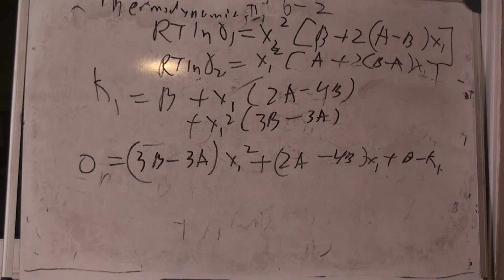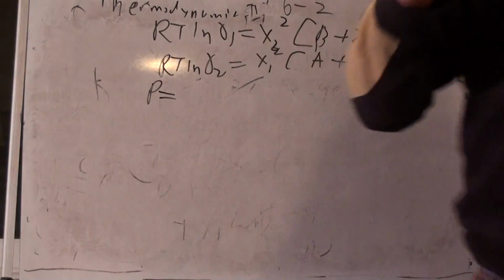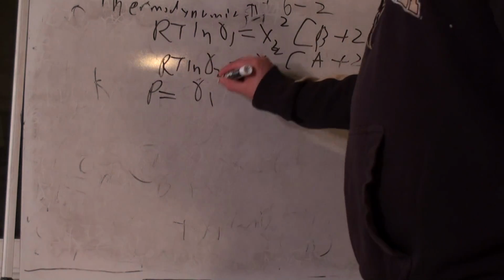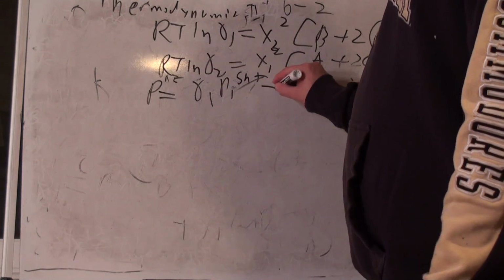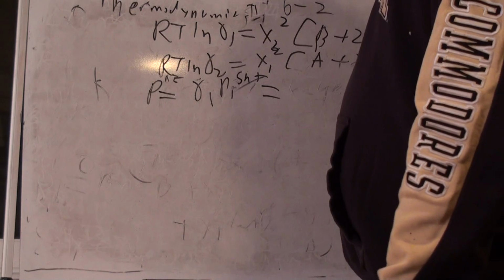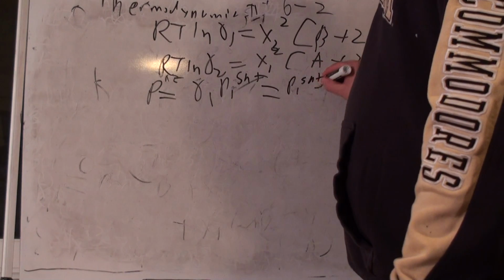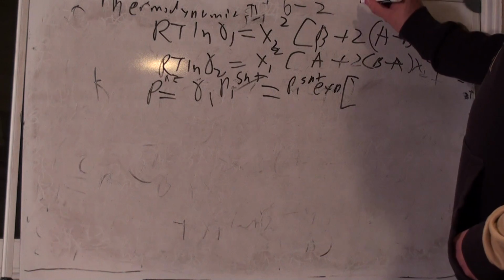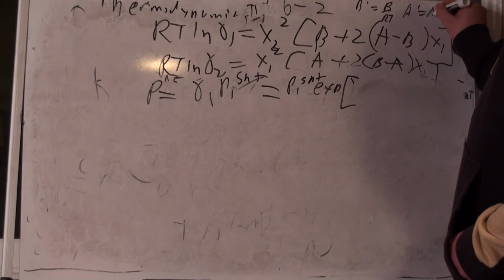Okay, but that just gives me an x1. That's fine, because remember, I can go back to the original p, so I know where x1 is now, which means I also know where x2 is. And p is equal to gamma 1 p1 sat, or p azeotrope rather. And so this is equal to this nonsense exponential. So p1 sat, which I do know, exponential of, so I'm going to say b prime is equal to b over RT, and a prime is equal to a over RT.